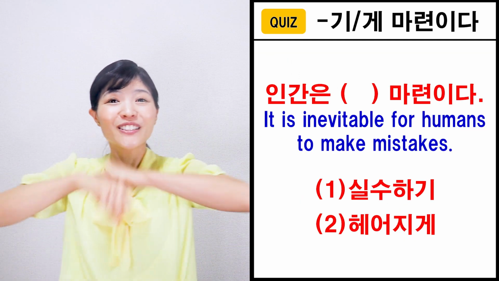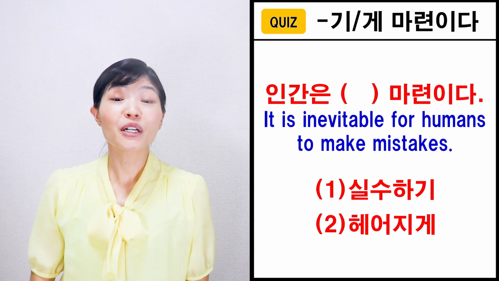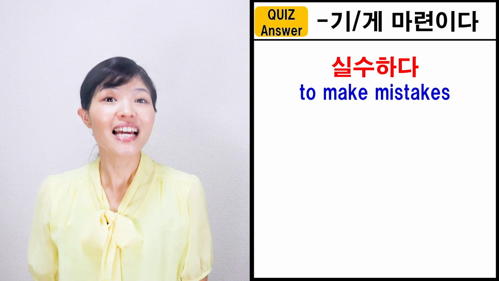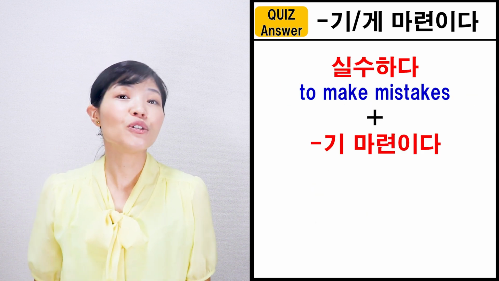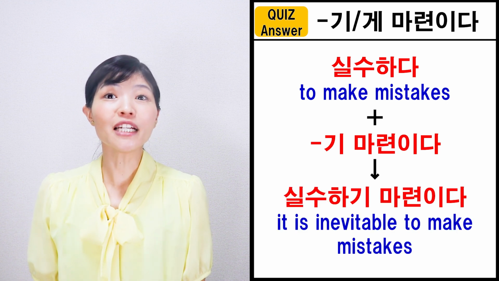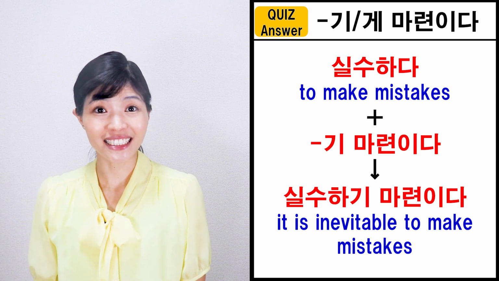The correct answer is number 1. 실수하다, to make mistakes, is a verb. And you add 기 마련이다 to make 실수하기 마련이다. It is inevitable to make mistakes.